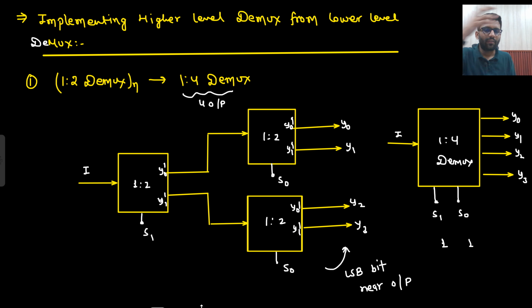So this is how you implement it. What could be the shortcut method? You need to implement 1:4 demux from 2. So 4 by 2 plus what do you get? 4 by 2 is 2. 2 by 2 and 2 by 2 will be 1. So 1 we will not count. So 2 plus 1, basically 3 demux, right?